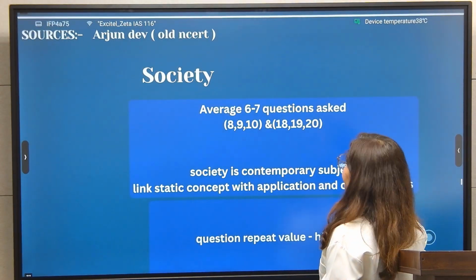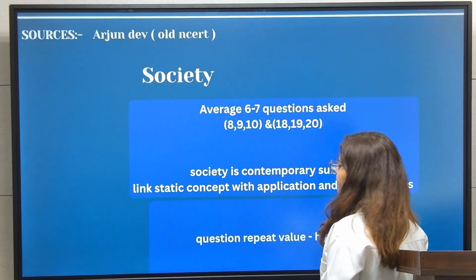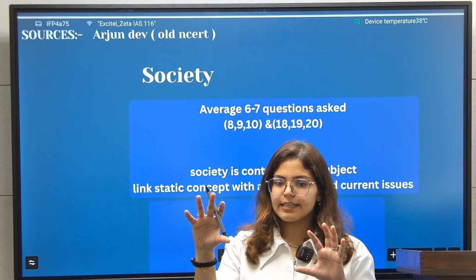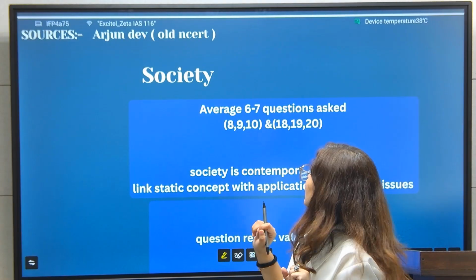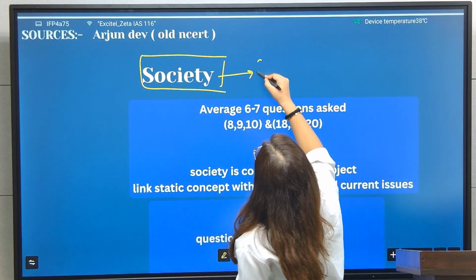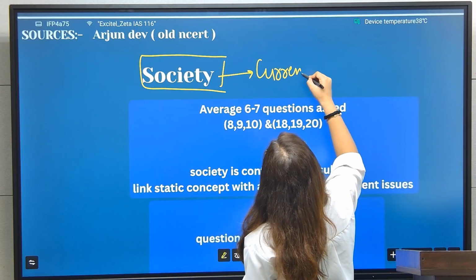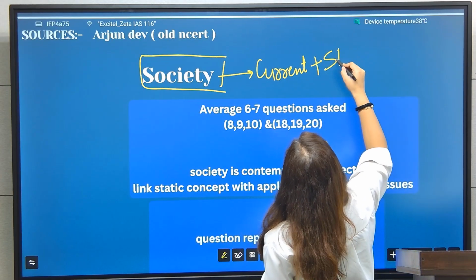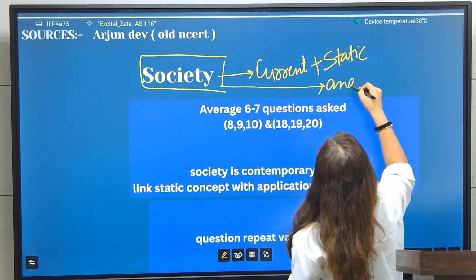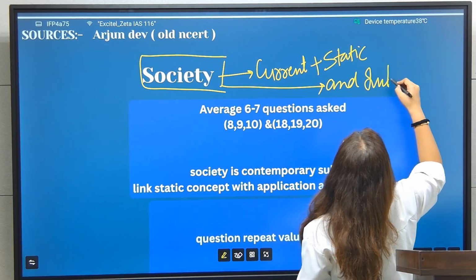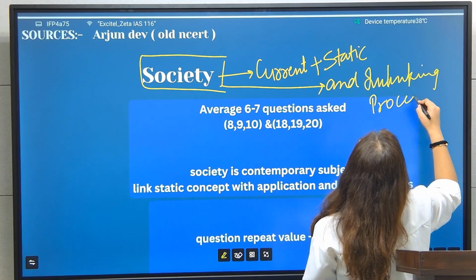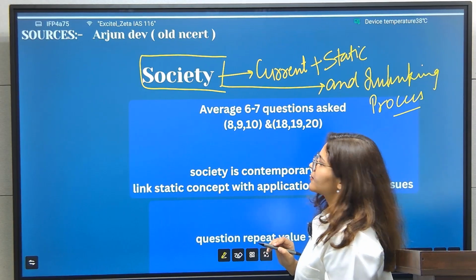Now came the society part. See, society is a very complex subject. So you have to interlink both things, current and static portion. So society: current part plus static part and interlinkage also. You have to develop the interlinkage process in your mind while answering society answers.